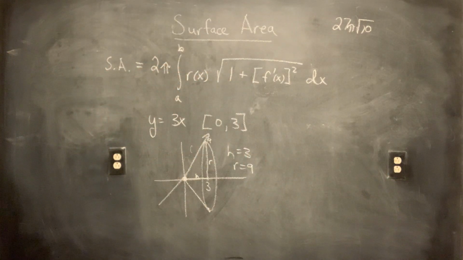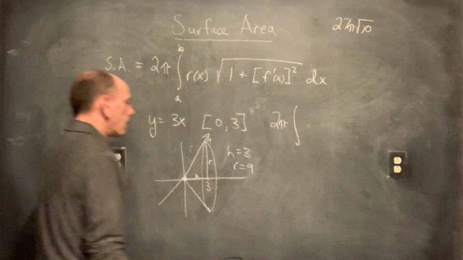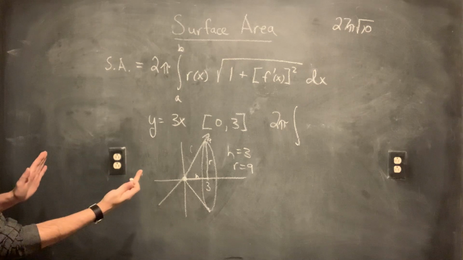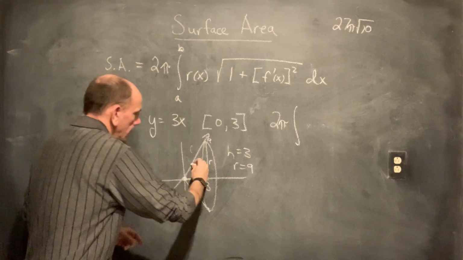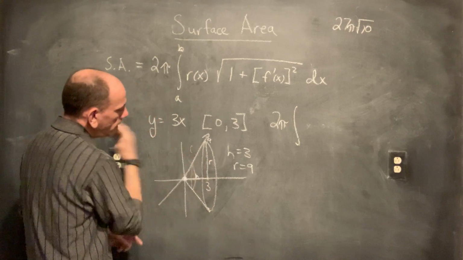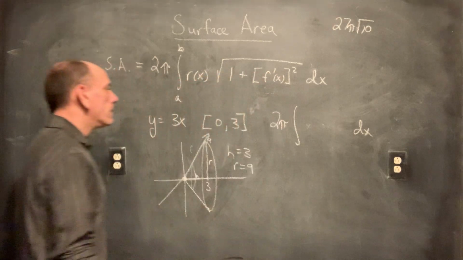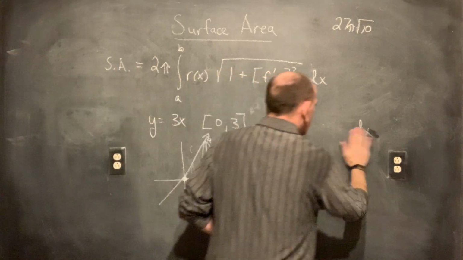Okay, so I need 2 pi. Fine, those are just constant. Integrating, I'm going to go dx. So my frustums are like that, right? This way vertically, so dx. Maybe I should leave a little more space.